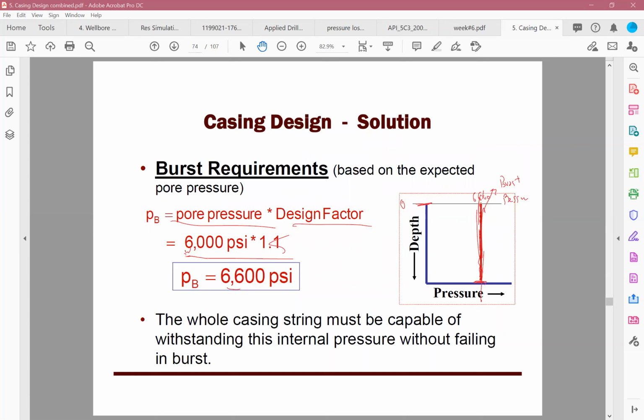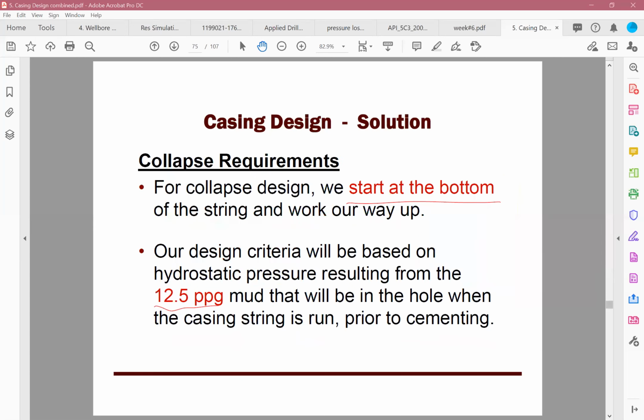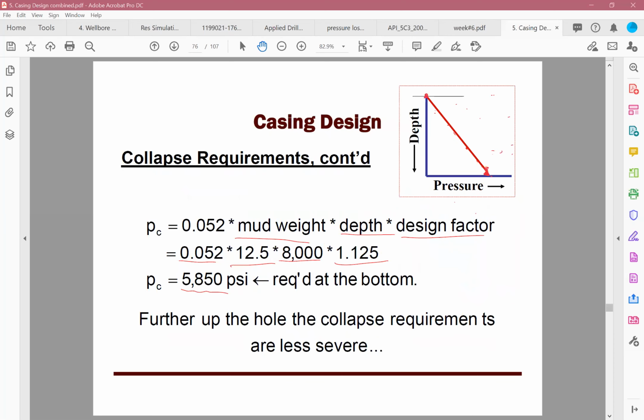The burst, simply you calculate, you multiply your pore pressure by design factor, which is 1.1, that is 6,600 psi. That is the burst requirement, right? And then you want to go to the tables and check to see which of the casings that you have in your inventory will satisfy this condition, right? So we have basically an AD casings.